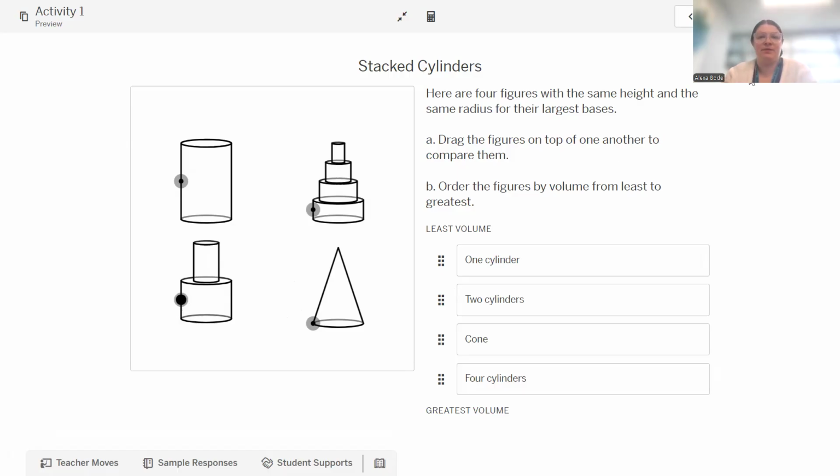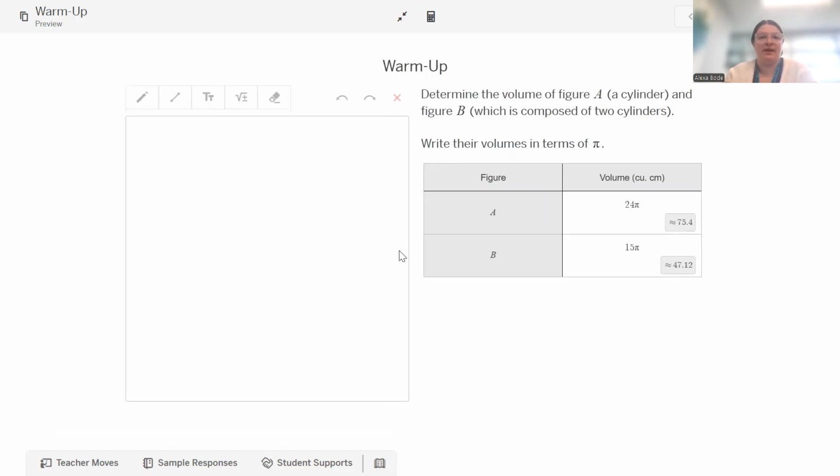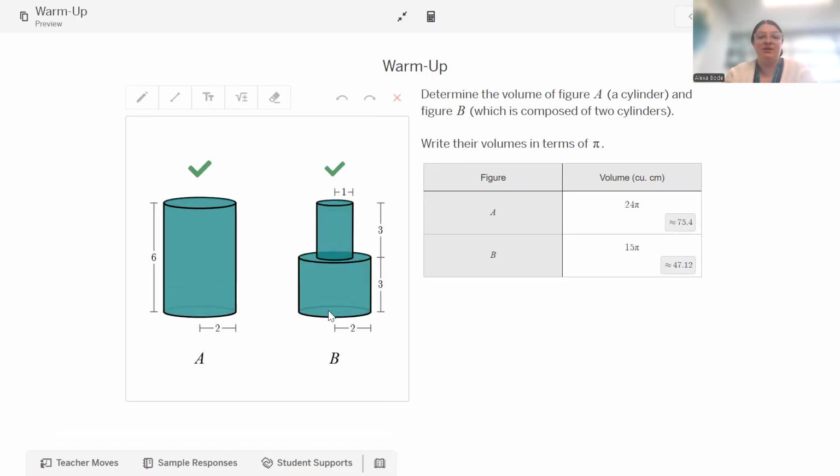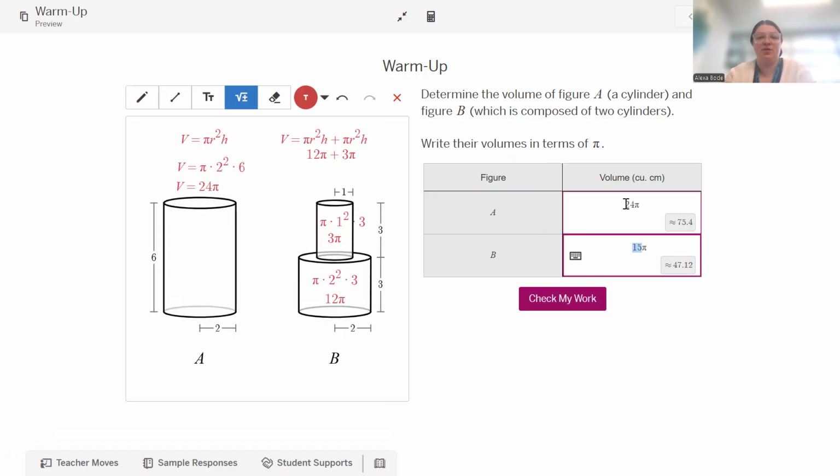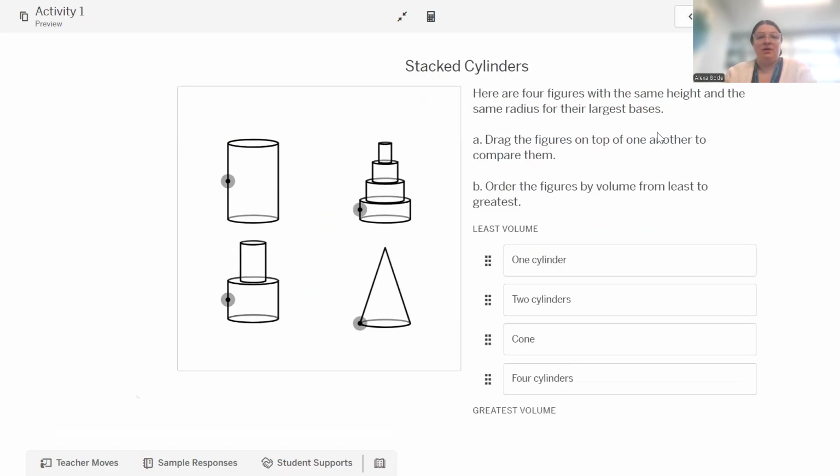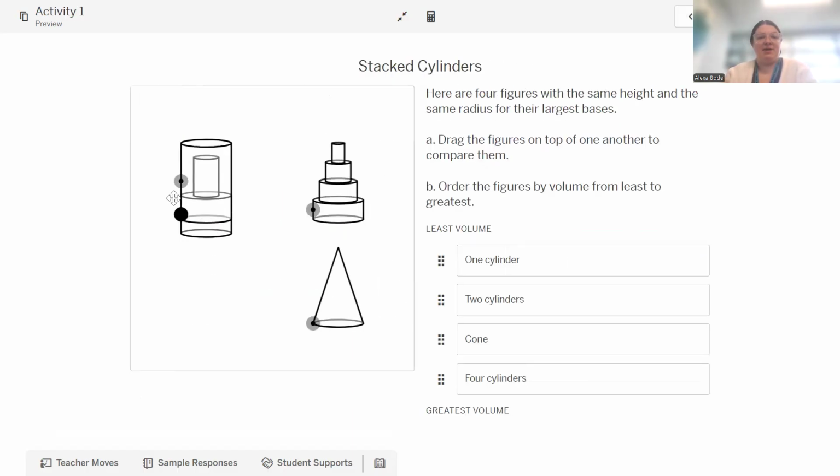Okay, so thinking back to the warm up page, these two cylinders had a smaller volume than the one big cylinder. So if I kind of put this on top of it, you can see that these two smaller cylinders fit inside of the big one. So that means our two cylinders should definitely be smaller than our one cylinder.